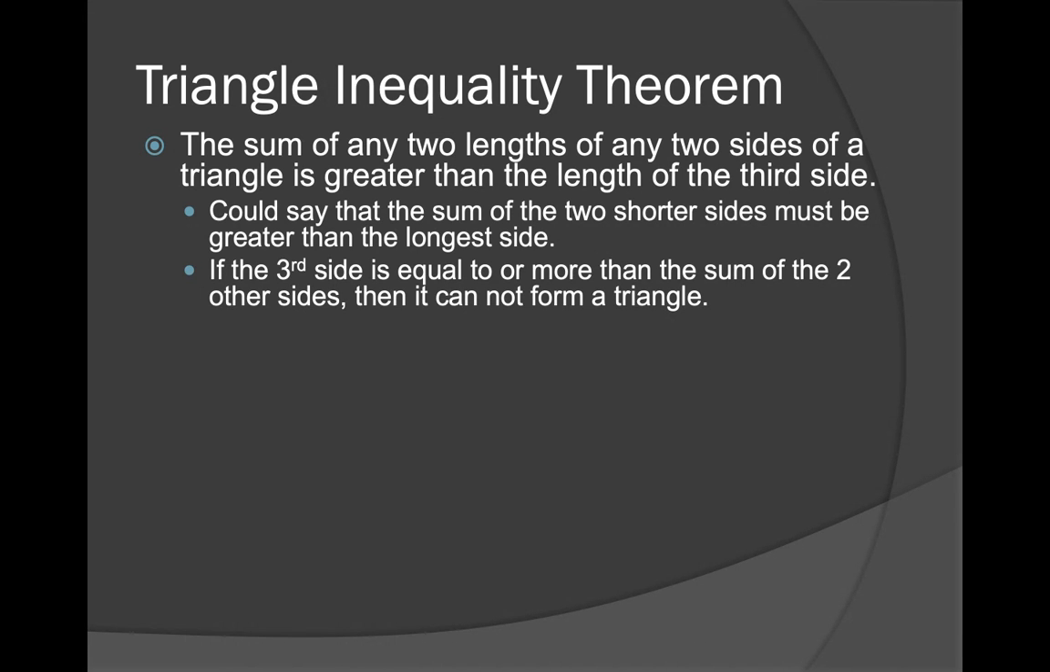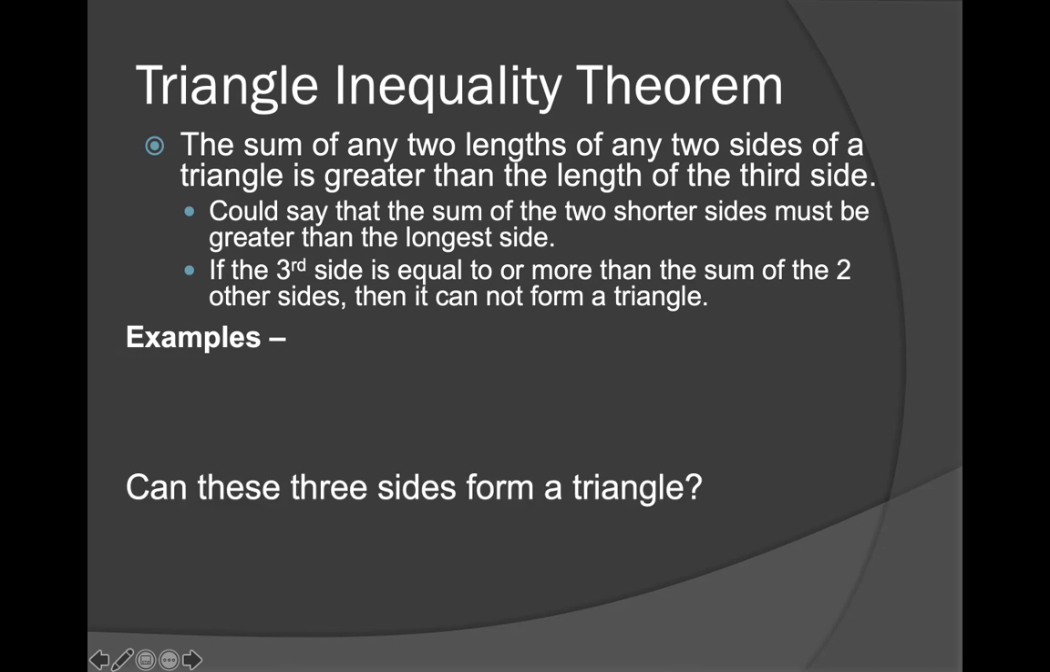If the third side is equal to or more than the sum of the 2 other sides, then it does not form a triangle. It is important to note that if it is equal as well, that would make it not a triangle. So here are some examples for you.